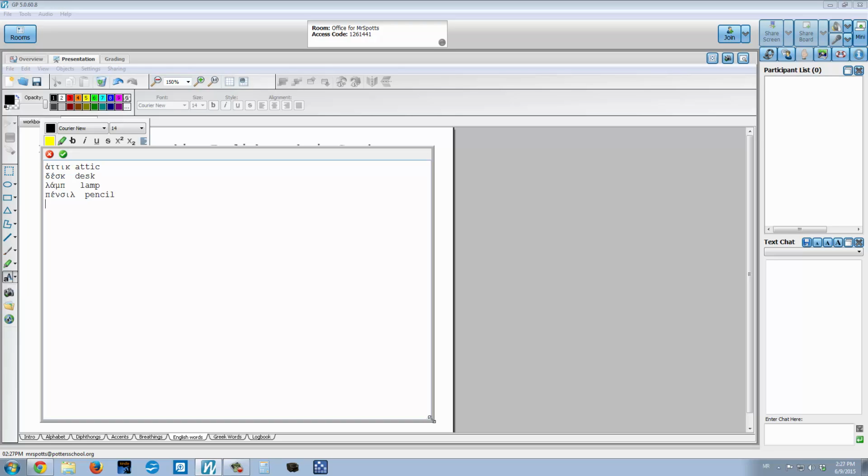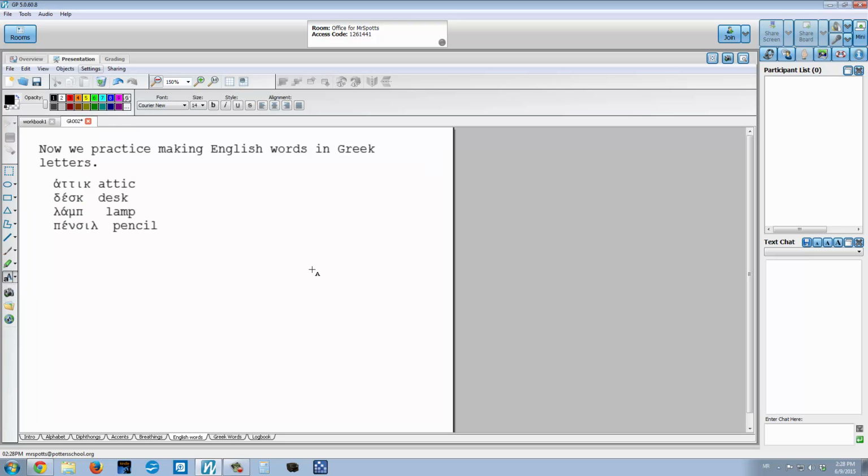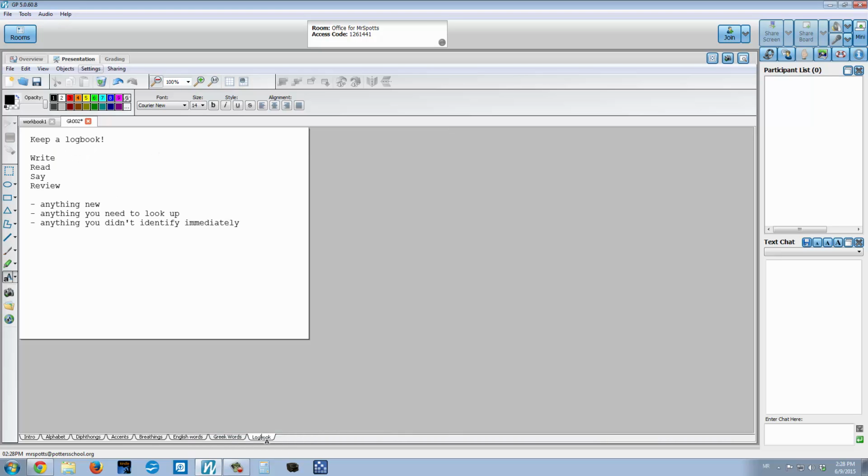Yes. So you see, we practice this a great deal in classes. I would encourage you to take some time coming up with some words, spelling some English words using Greek characters. I'm going to jump quickly to my idea of a logbook here.